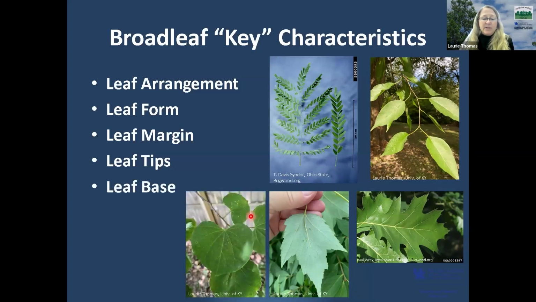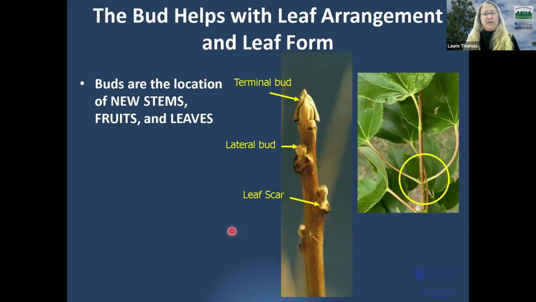And then we'll also talk about what the base of that leaf looks like. Like this one on this tree right here has a lovely heart-shaped or cordate-shaped base. That can be a good characteristic to help identify that tree. And these are all characteristics that we're going to use, and our tree key is going to ask us about.